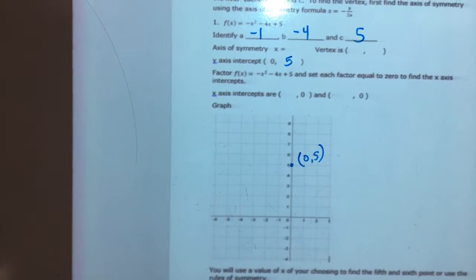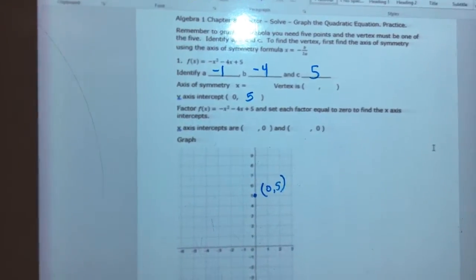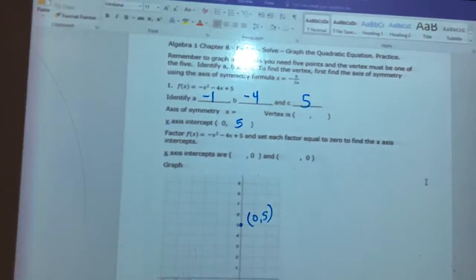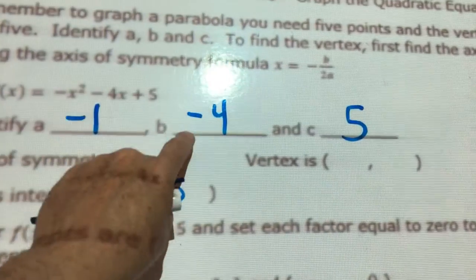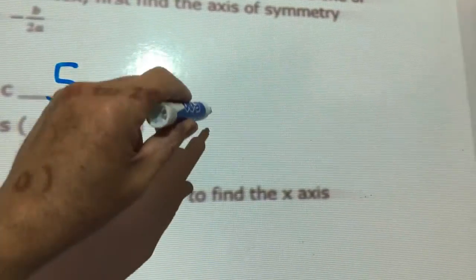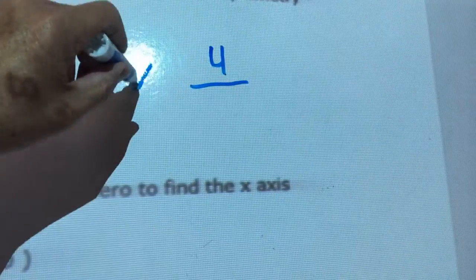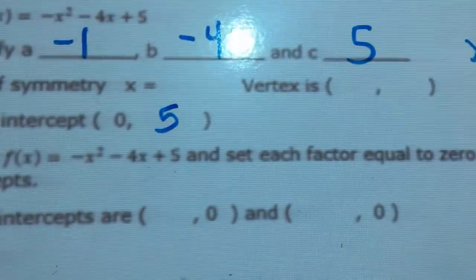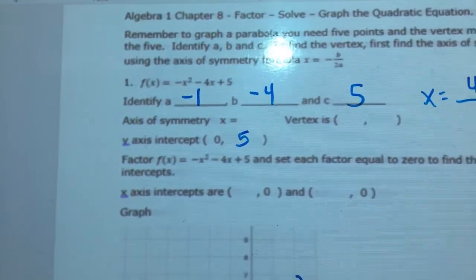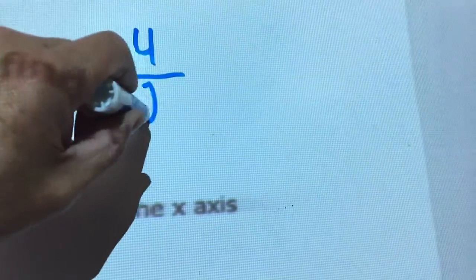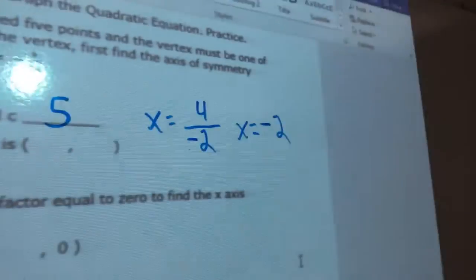All right, so the axis of symmetry. Now, how am I going to find that? Well, there's your equation, negative b over 2a. Well, if b is a negative 4, the opposite of a negative 4 is a positive 4. All right? And then 2 times a. A is a negative 1. What is negative 1 times 2? Negative 2. So x is equal to, clean that up, negative 2. So that's my axis of symmetry.